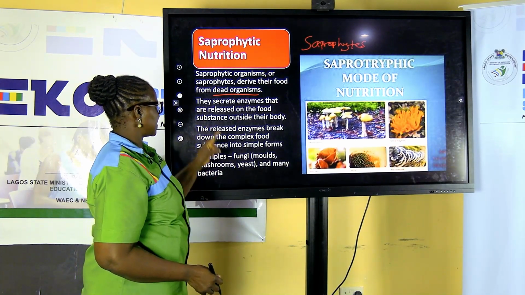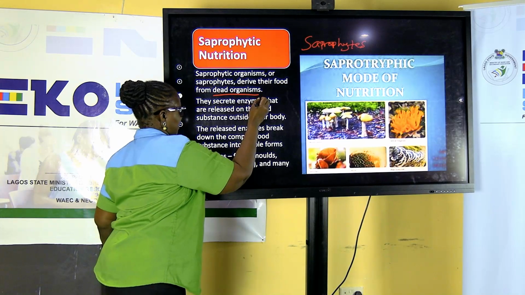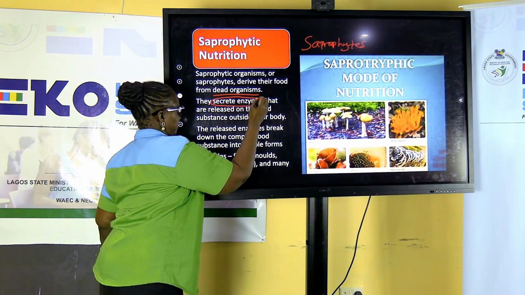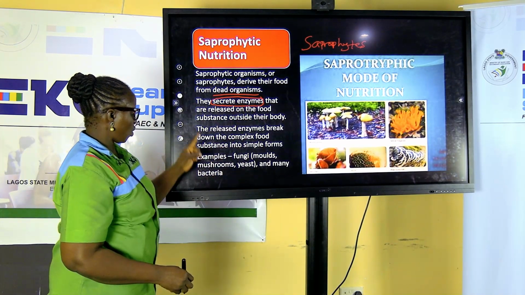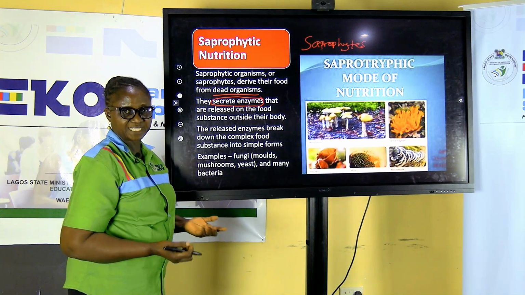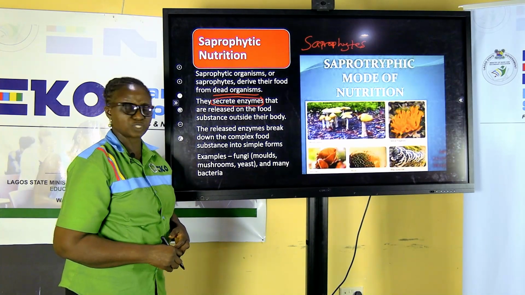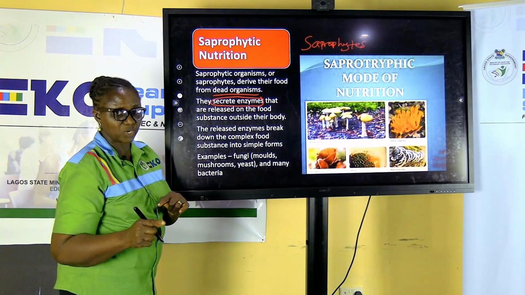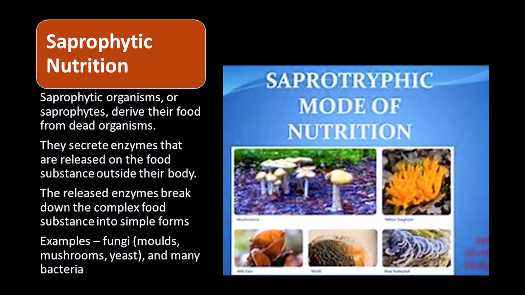How do they do this? They secrete enzymes that are released on the food substance outside their body. So they carry out what is called extracellular digestion. The released enzymes break down the complex food substances into simple form. Examples of organisms that carry out this include fungi. And fungi such as molds, the one that grows on your bread.